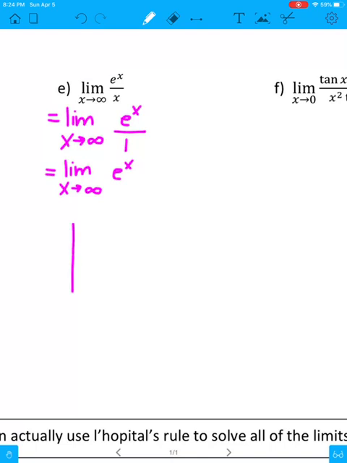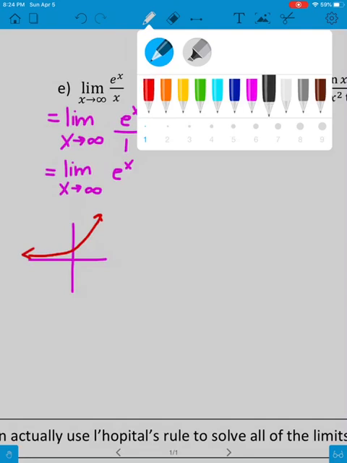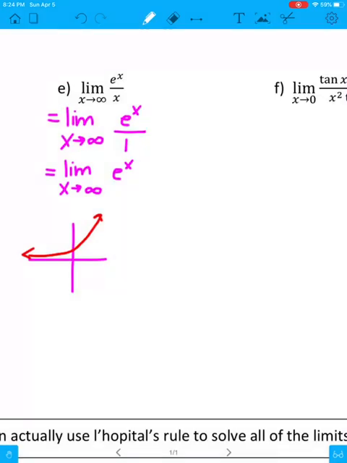When I look at the graph of e to the x, it does this. So I can't just have positive infinity over positive infinity or negative infinity over negative infinity, but my answer can be infinity. So as the limit as x approaches infinity of e to the x, I look over here as I'm approaching infinity, it's actually approaching positive infinity. So that's my answer. Last one.